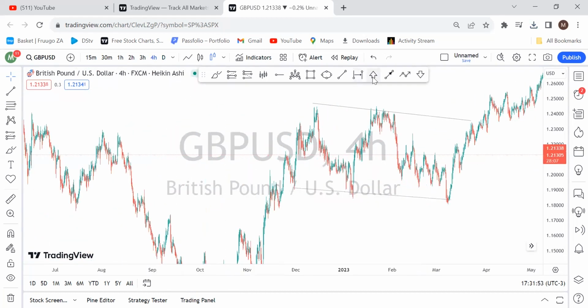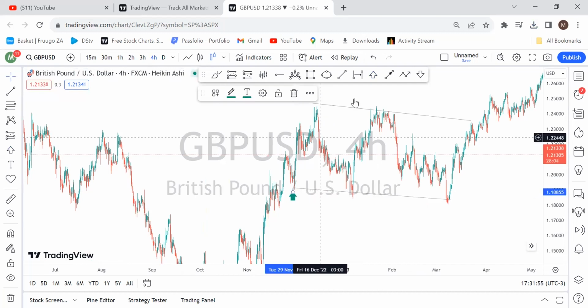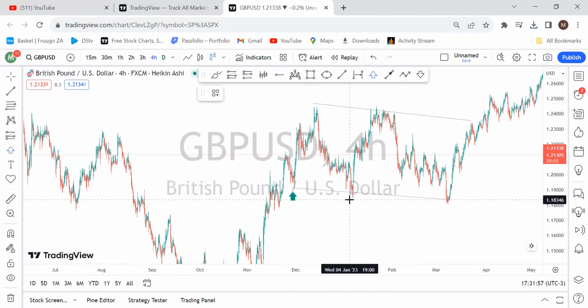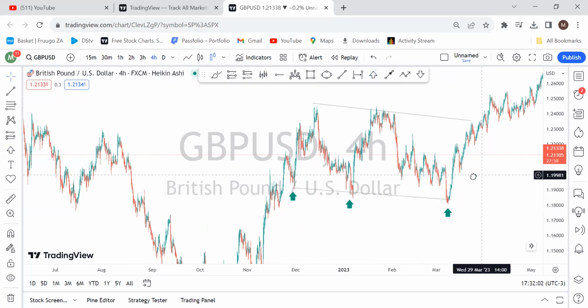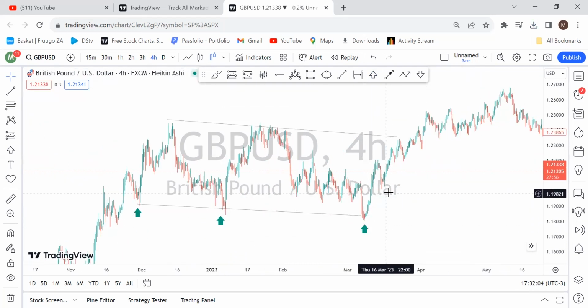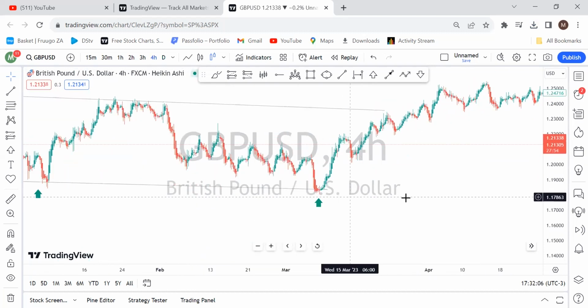So you can see we actually have 3 touches. 1, 2, and this area being our 3rd touch, which is the highest probability. So you could have waited for reversals right there.